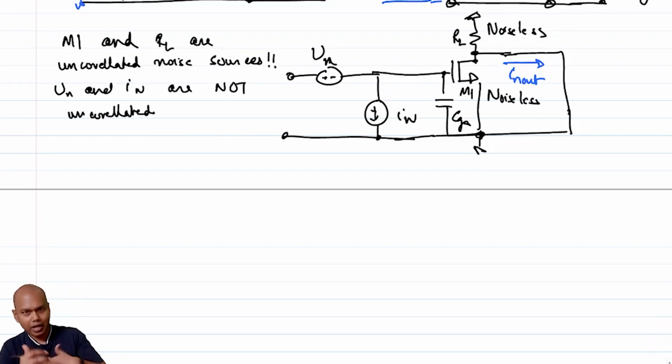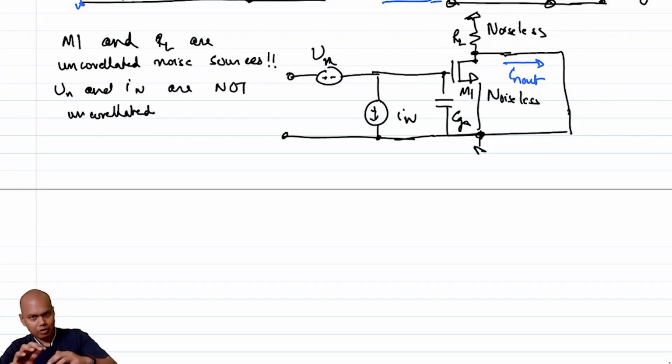So I'll break up this analysis into two parts. I'll try to figure out the equivalent Vn and In for the noise contribution of M1, and then the other part, the equivalent Vn and In for the noise contribution of RL.